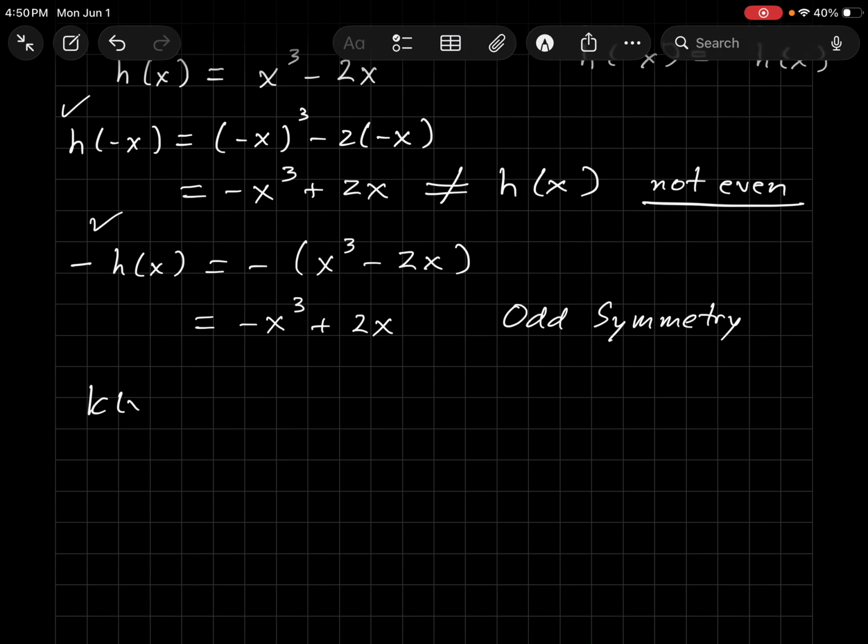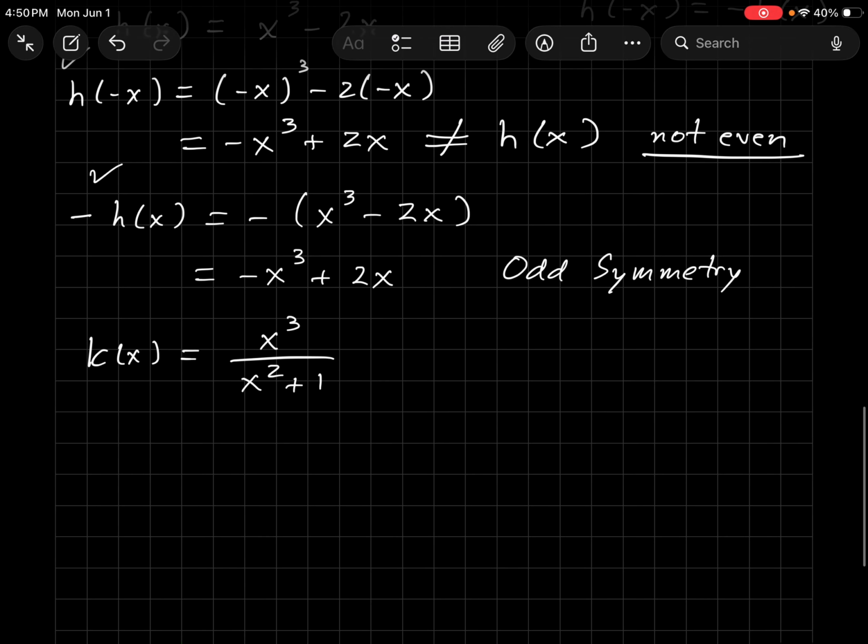How about k of x equals x cubed over x squared plus 1? Does this have odd symmetry? Does it have even symmetry? Or maybe it has neither. Let's see. We'll start by finding k of negative x.